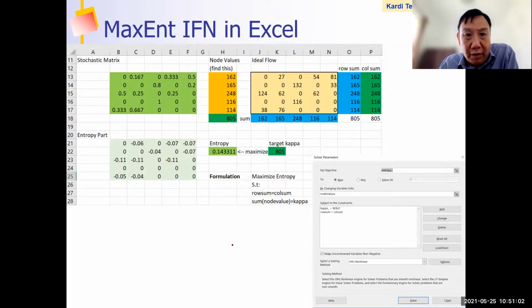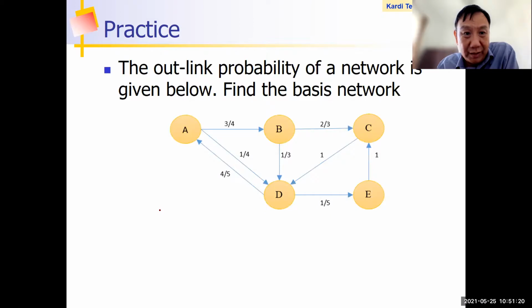So now if you use Excel, you can also compute. You can calculate the entropy directly. Given the stochastic matrix, you can calculate the ideal flow. Easy.